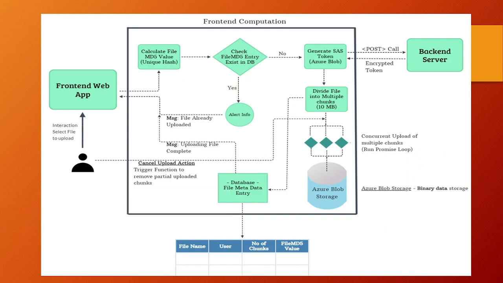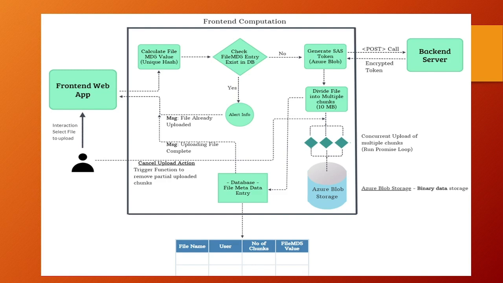Here the idea is that instead of sending a file from the front end to the backend and then from the backend to storage, we are going to send the file directly from our front end web app to the respective storage. The storage we are using is Azure Blob. In case you are not aware of Azure Blob Storage, you need to learn about it. In order to upload a file to Azure Blob, we need some sort of SAS token, and that part will come from the backend server.